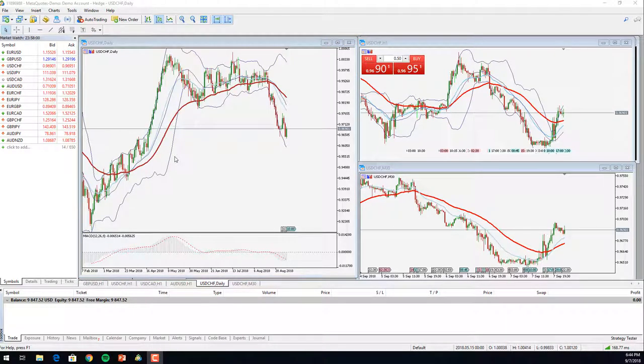So guys, next time we're going to be looking at the GBP USD, the cable USD pair, the British pound USD pair.